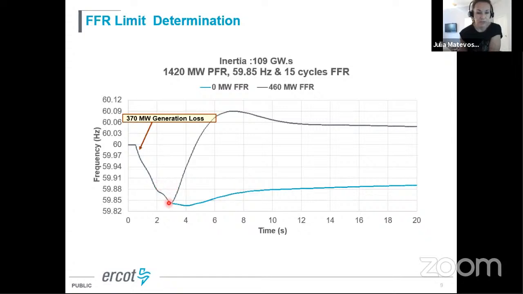And so this next to last slide is just showing that because we went for step response, there is an overfrequency concern, because if we trip too big an amount, or we get step response from too big an amount just as we hit the 59.85 trigger, we can go into overfrequency. So we have done a study to determine a limit for FFR to avoid an overfrequency event. We find the largest megawatt loss that takes us straight to the 59.85 frequency trigger.